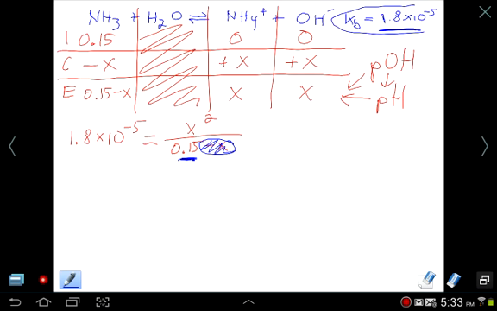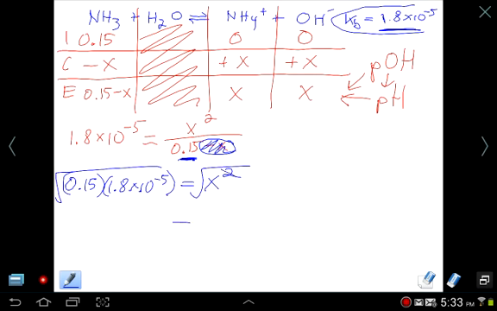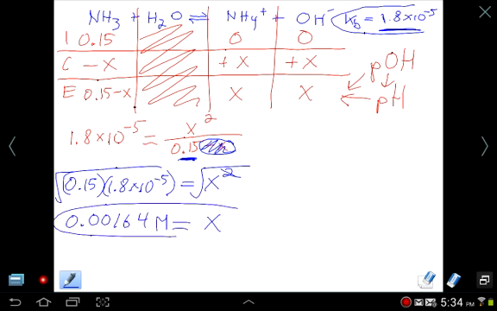So really, we've got 0.15 times 1.8 times 10 to the negative fifth equals x squared. Let's go ahead and square root both sides, and that gets rid of our squared, and see what you get for x. Go ahead and do this in your calculator. And we get 0.00164 molar for x. Now remember, x is actually referring to the concentration of our base.